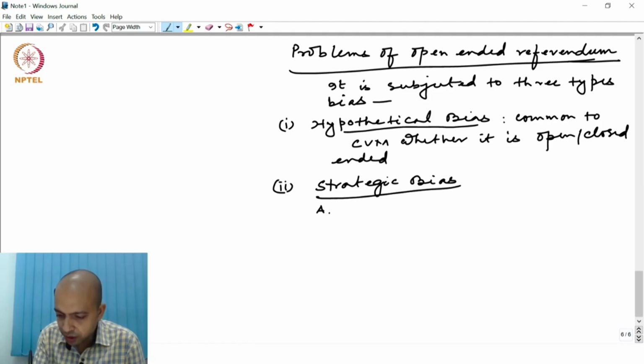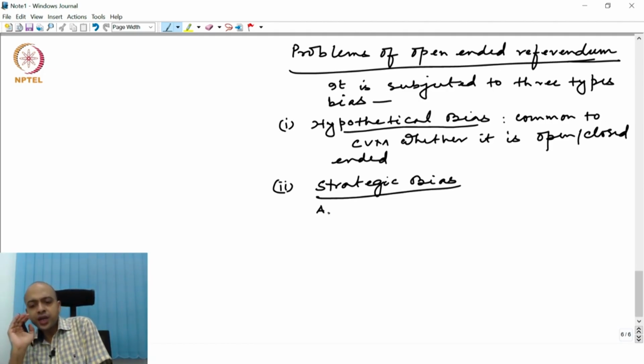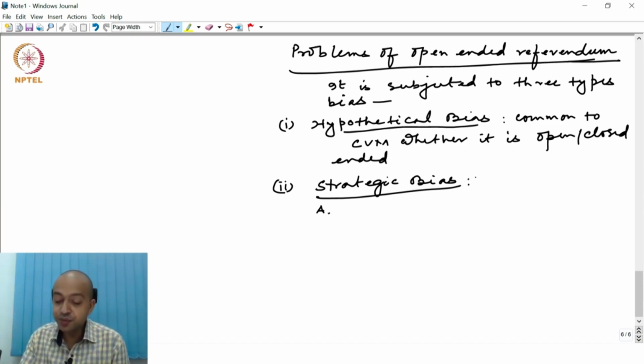And strategic bias, they are of two types. Now, why does that strategic bias problem arise in the context of CVM? See, in CVM, we construct a hypothetical market and then we ask the respondent whether they are willing to pay some amount. But this is not actual payment. They are only showing their willingness, right? When it comes to actual payment, whether they will pay or not, that's a different story. Since it does not involve actual payment, the respondents may respond strategically, which leads to strategic bias.